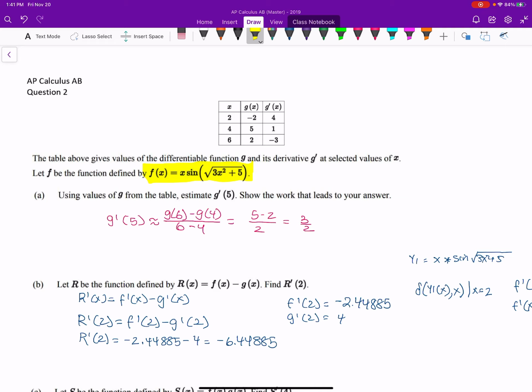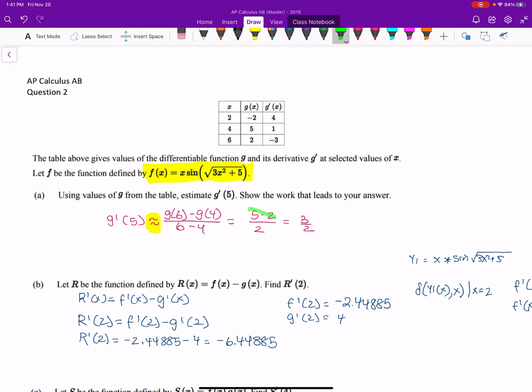Using values of g from the table, estimate g prime of 5. We've done this lots of times by now. G prime of 5, and the key is, look, it's an estimate. So you need to have an approximation symbol here. You need to show what values you're using and then substitute in those values.